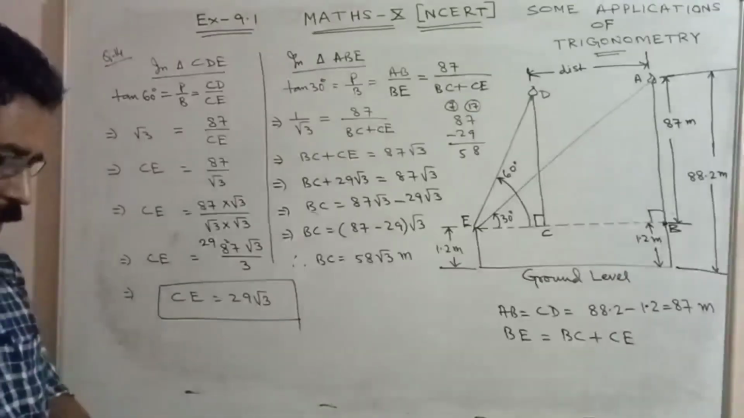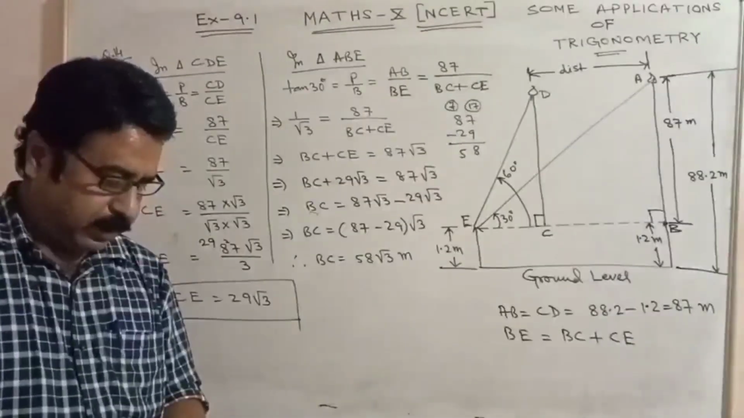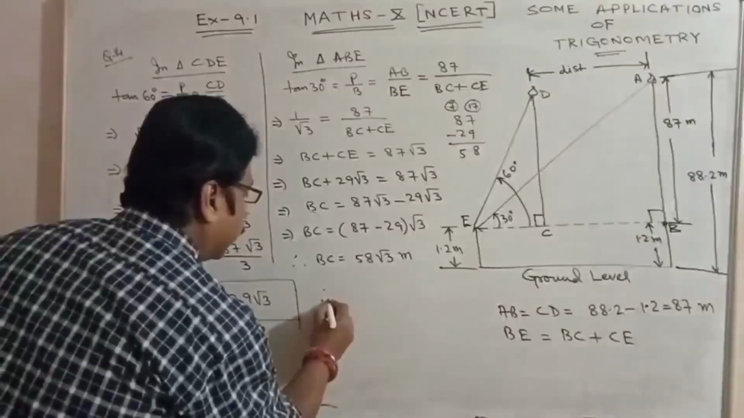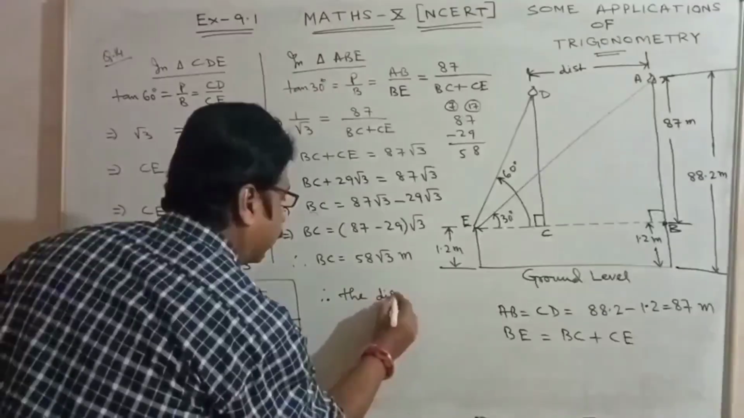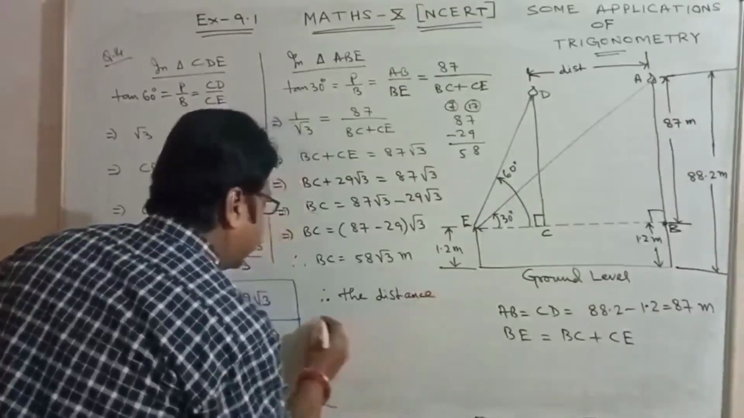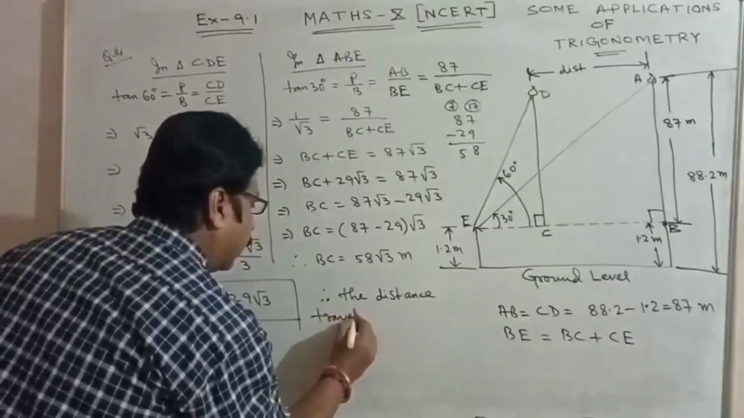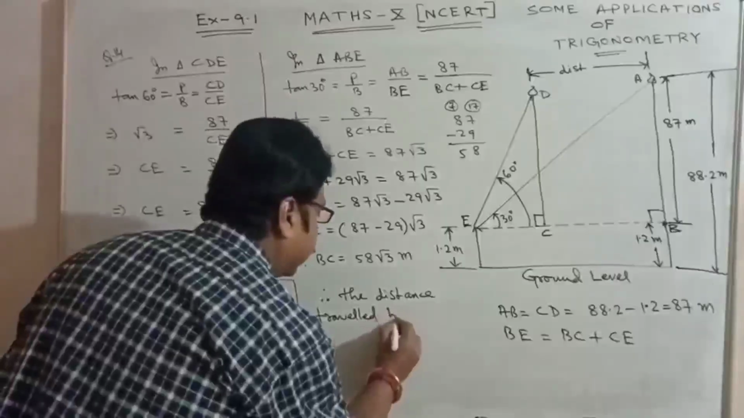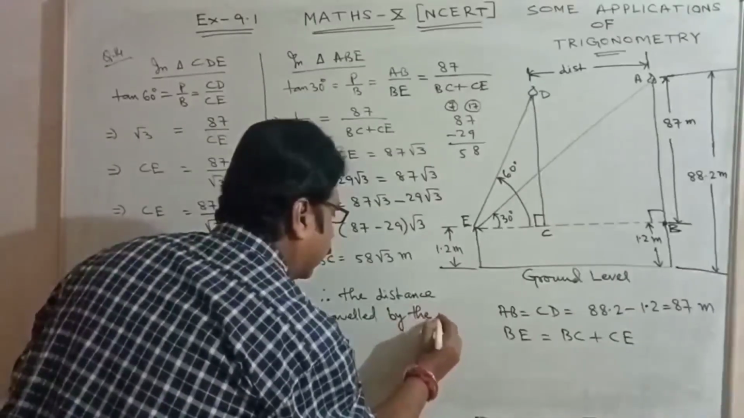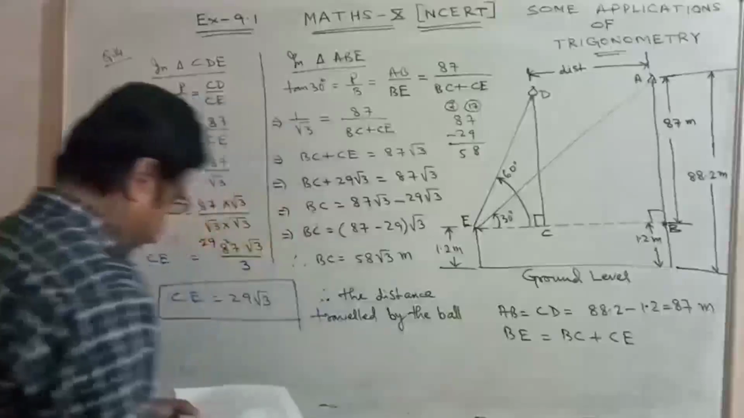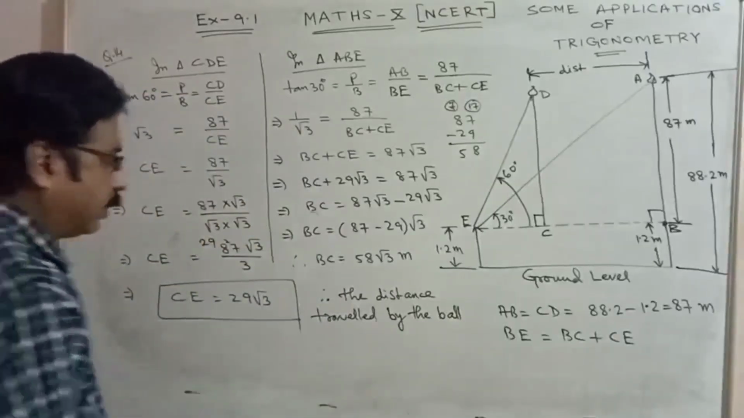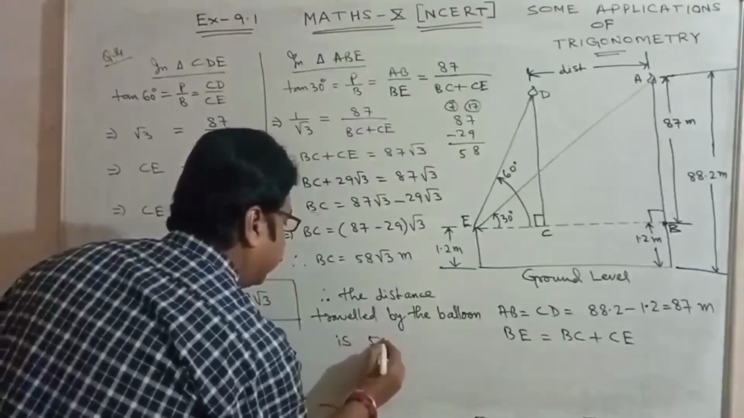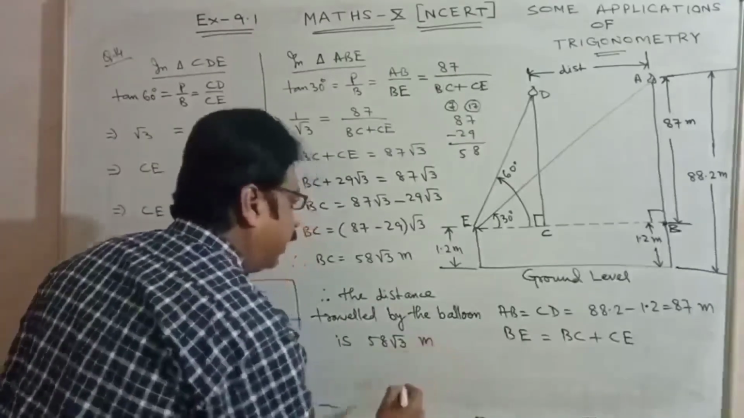Find the distance travelled by the balloon during the interval. Therefore, the distance travelled by the balloon is 58 root 3 meter.